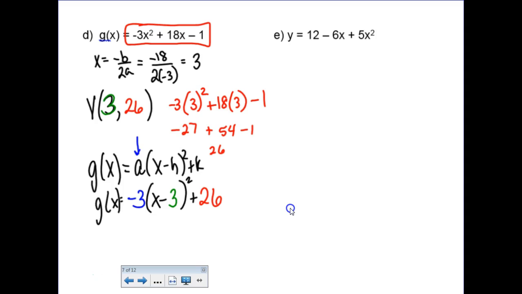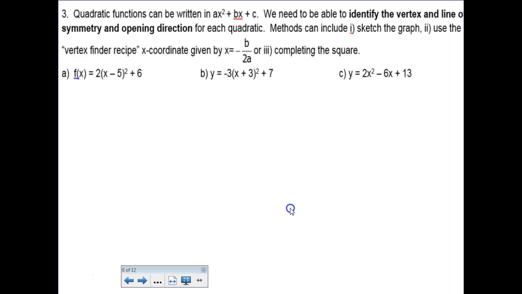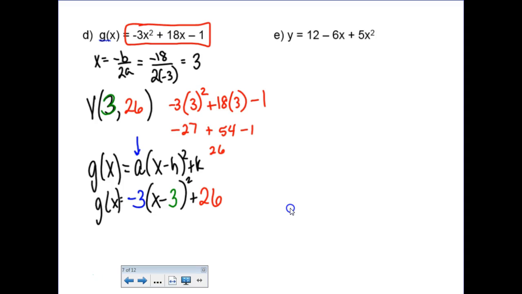We could have done that with completing the square like we did up here in these examples. It is completely up to you how you find the vertex. Me personally, I don't know if it's just the way I was taught originally and I just stuck with it, I always do completing the square. I just find it easier because I really like completing the square. But it's up to you.